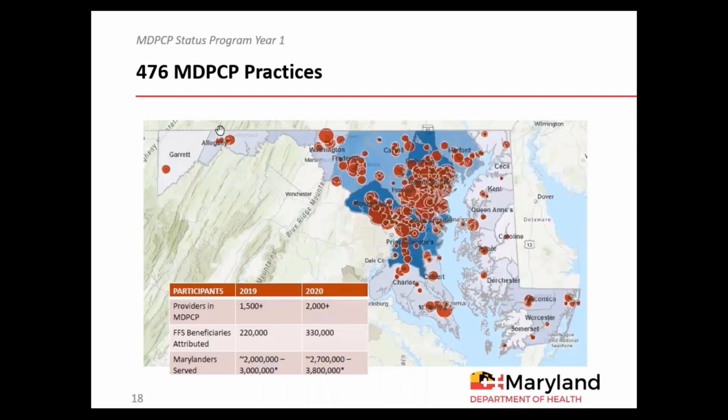Here you can see the extent to which the Maryland Primary Care Program has had an impact in terms of numbers of practices and sizes of practices across the state. So this is based on the first 2 years of enrollment. We're just starting the third year now, and we'll fill in even more of those dots. But you can see it's broad, it's large, it's probably the largest program like this in the whole nation. So you're part of a very strong program. Next slide.